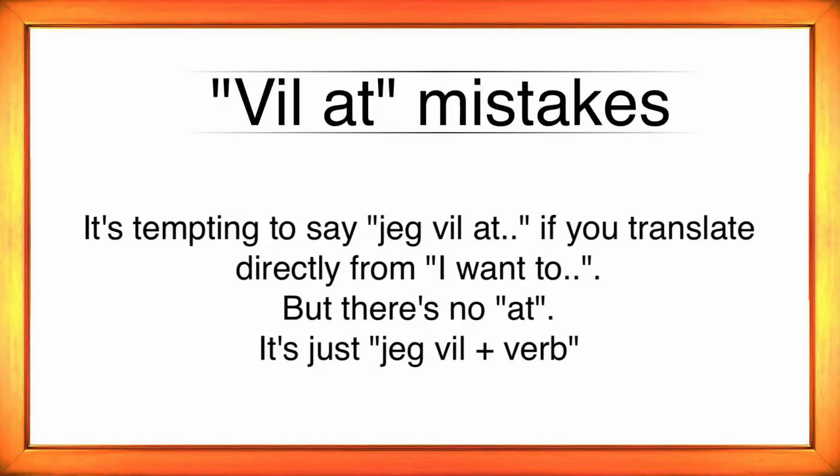The next one is vil add mistakes. And this is very important because, if you speak English, you say I want to eat, I want to sleep, I want to whatever. So it's very tempting to say jeg vil at sove, because you know that to is translated as at. And if you look in the dictionary, it says at spise, at sove, and then you think in English, oh, to sleep, to eat, or whatever. So it's very important that you don't do that, because we don't say that, okay?